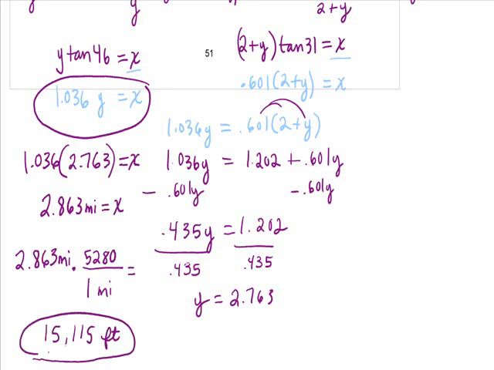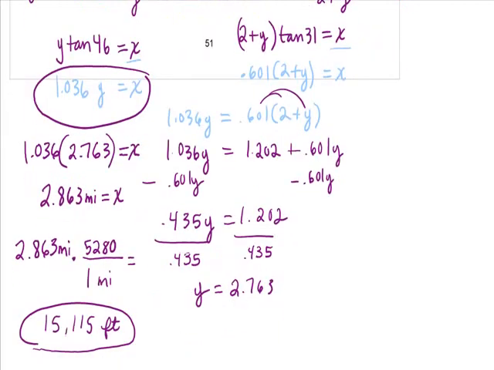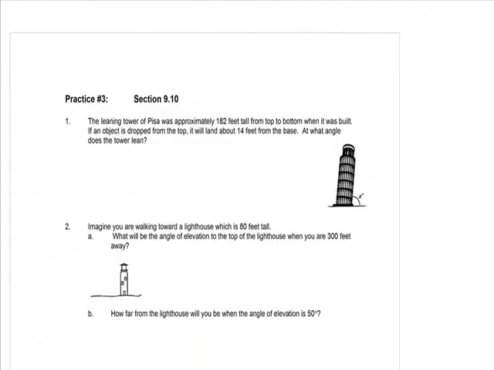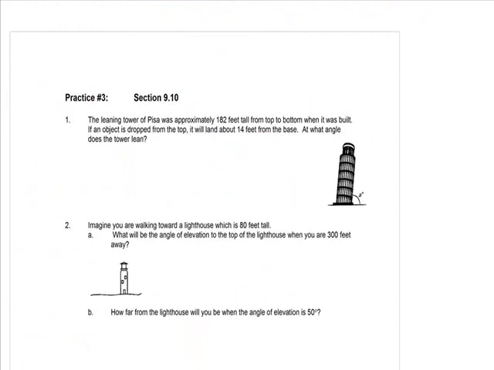Wow, that was quite the problem. It was. Alright, let's go ahead and look to page 53, and we will get you set up here, and then we'll remind you guys to pause. It says the Leaning Tower of Pisa was approximately 182 feet tall from the top to bottom when it was built. But as we all know, the Leaning Tower of Pisa is leaning. Now, I'm going to draw it a little more leaning than it is, so we can exaggerate it, so that you realize that that's the hypotenuse.